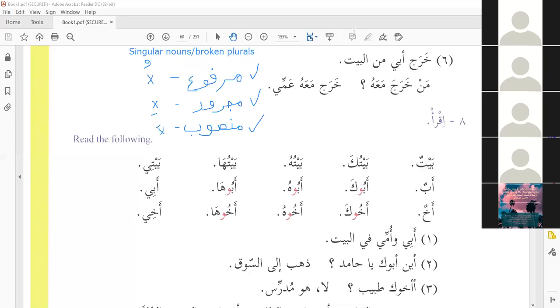But there are other types of words that manifest these grammatical cases, marfu', majroor, and mansub, in different ways, not with dhamma, kasra, or fatha. We're going to learn today a group of nouns that demonstrates these same grammatical cases not with dhamma, kasra, fatha, but with entire letters: waw, ya, and alif. So we see how in these types of words, the grammatical case is reflected by a haraka, a small vowel, sometimes called a diacritical mark. And in other types of words, it is manifested by an entire letter.